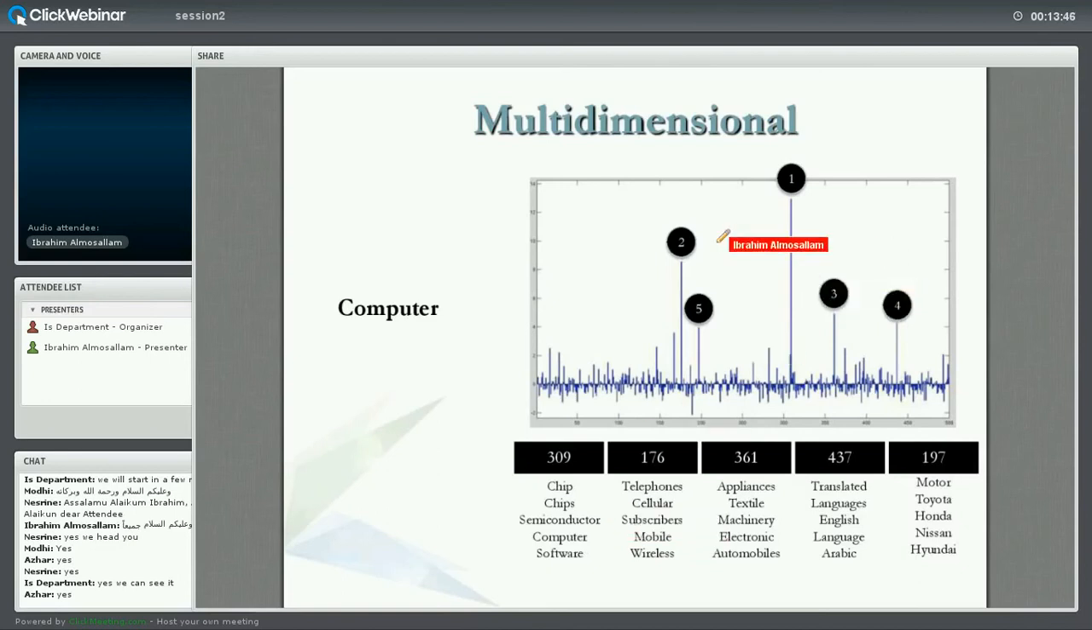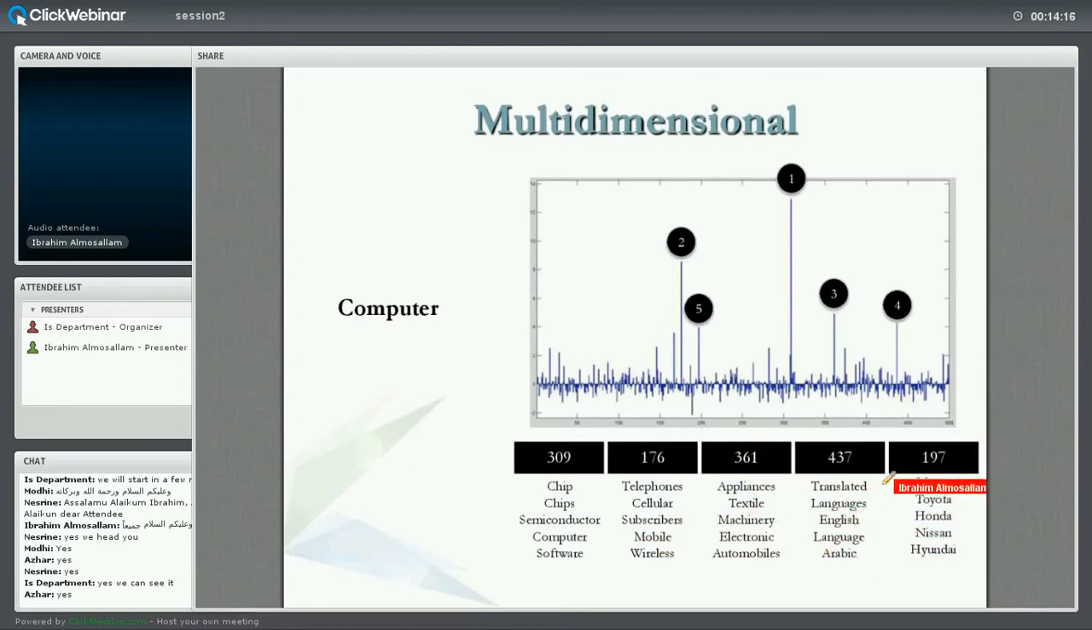and so on. The second highest feature in the word computer was feature number 176. And the top words in feature 176 were telephone, cellular, subscribers, mobile, wireless. So obviously this feature has to do with the telecommunicationness or the mobileness of the word computer. The third was appliance, textile, machinery, electronic, automobiles. The fourth was translated, languages, English, language, Arabic.